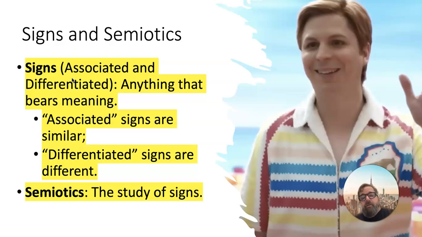And so semiotics is what I just did. I just semiotically analyzed the Barbie movie in respect to Alan and Ken. They bear meaning, and all it means to analyze them semiotically is to think about it. What might that meaning be? What are the signs like? What are they associated with? And what are they different from?